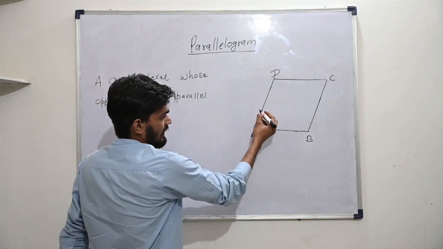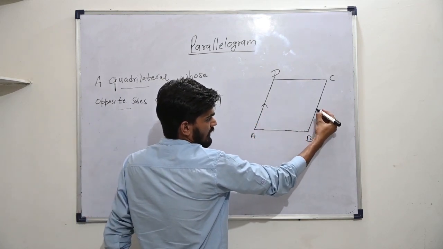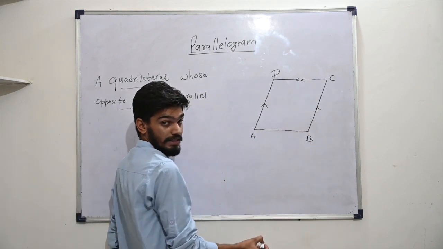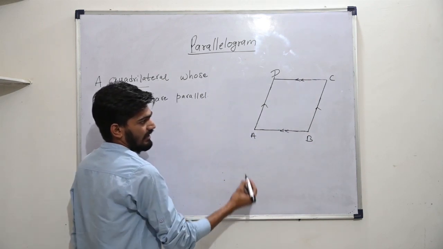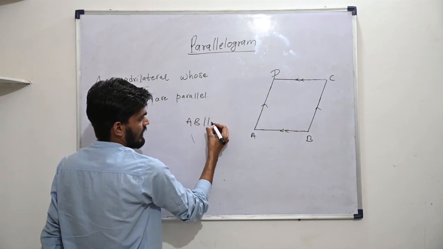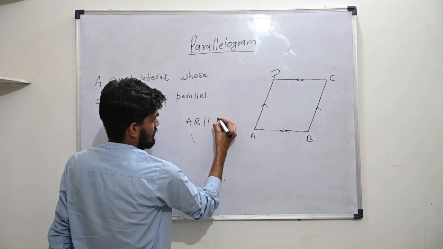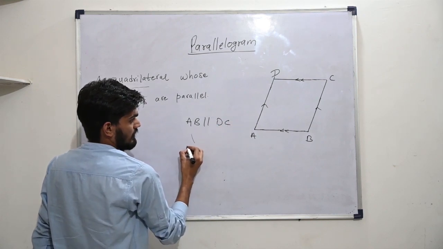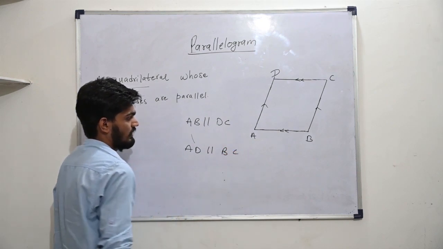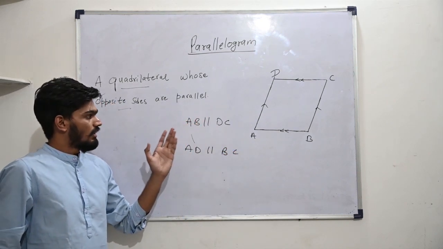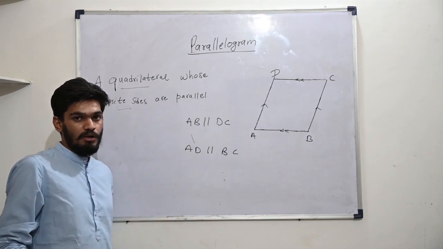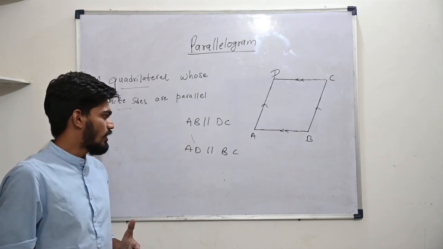That means AD and BC are parallel and CD and AB are parallel. They are opposite sides, which says AB is parallel to DC and AD is parallel to BC. So that's what a parallelogram is, whose opposite sides are parallel. Now let's talk about basic properties of parallelogram.